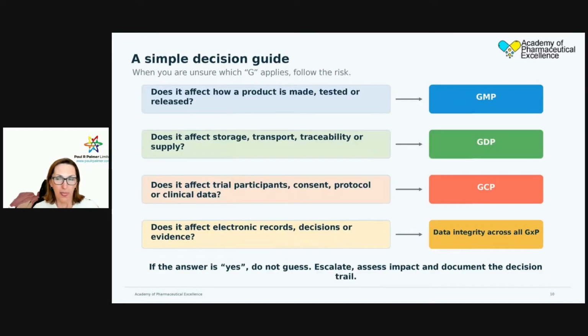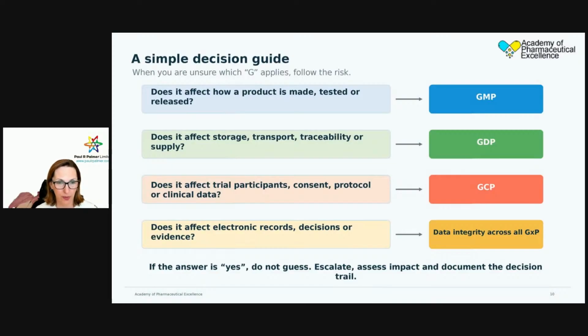And finally, does this affect electronic records, decisions, or evidence? If the answer to that question is yes, data integrity applies across all of your GXP. And this includes your audit trails, your access controls, missing records, overwritten data, uncontrolled spreadsheets, late entries, or information that cannot be reconstructed.